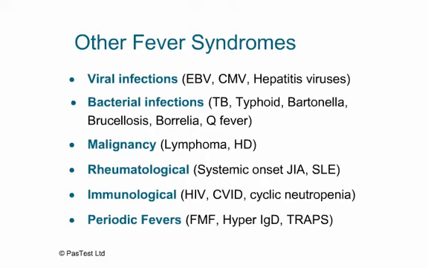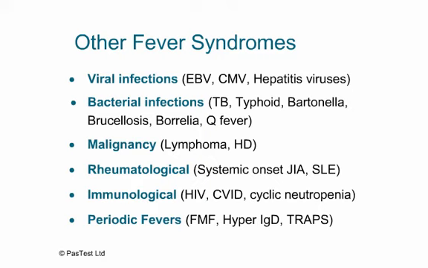We've already talked about viral infections, and for ongoing fever, the herpes viruses and the hepatitis viruses are the most important. Unusual bacterial infections, often from unusual sources or focuses, are also important to consider. These include TB, typhoid, Bartonella, brucellosis, Borrelia, and Q fever. And therefore, with these conditions, it's important to take a thorough travel history, a thorough contact history, and a good history of contact with any animals.